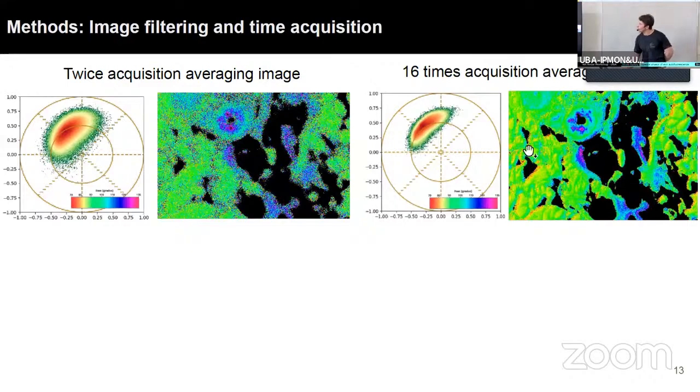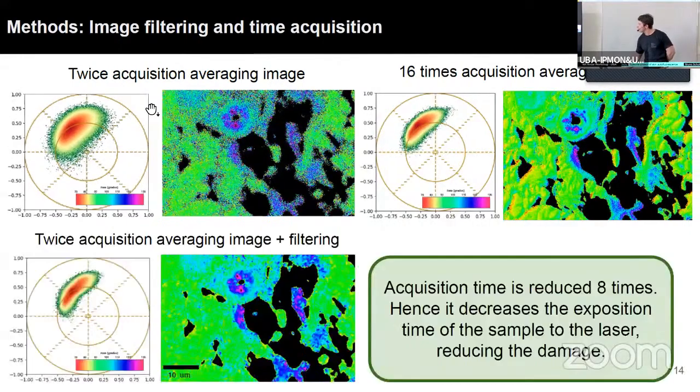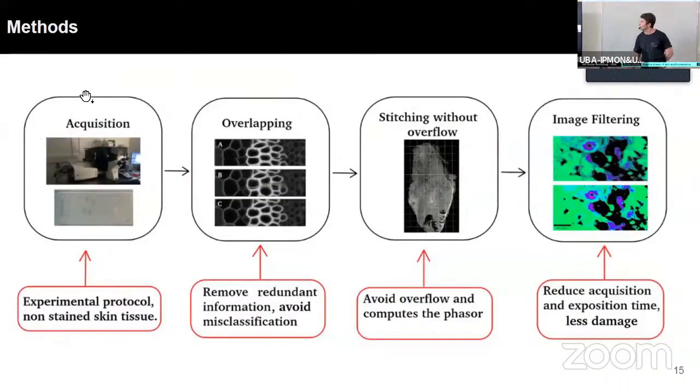And what we get applying filters into the phasor is this image. This is the same image as this one, but we filter the phasor, we filter the G and S images. So we could reduce the scattering and dispersion on the phasor. The acquisition time also reduces, of course. It can decrease the exposure time to the laser, so you damage the sample less. So far, so good.